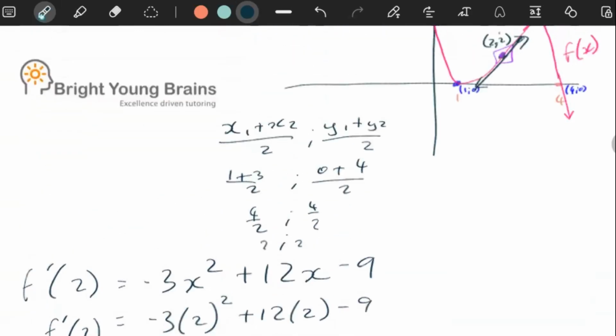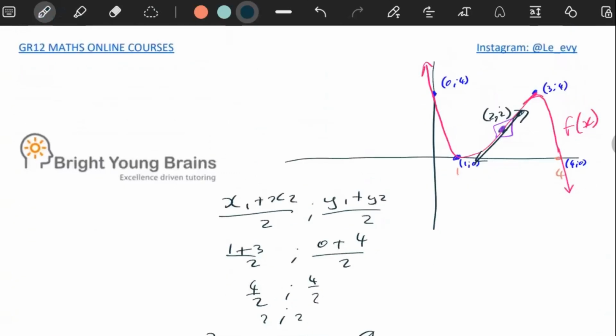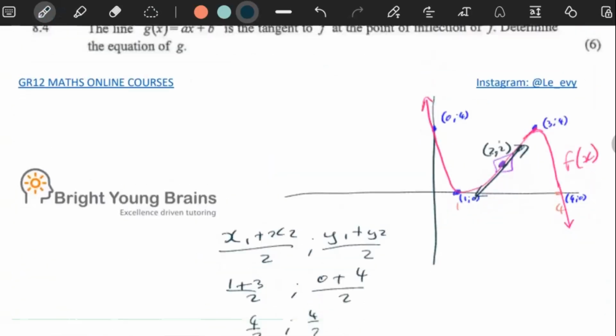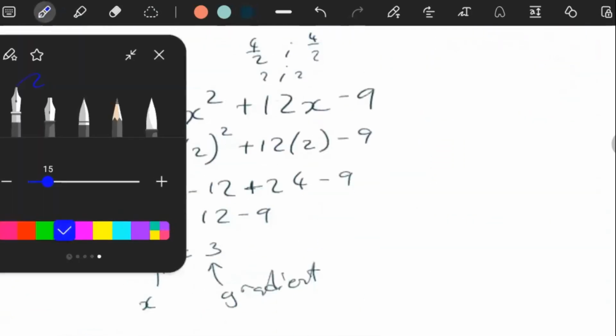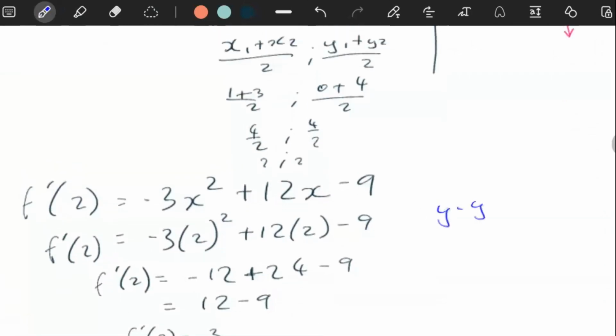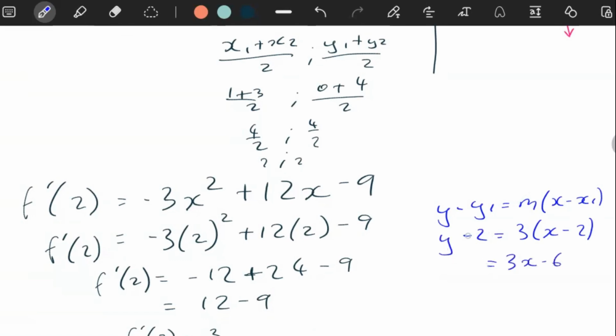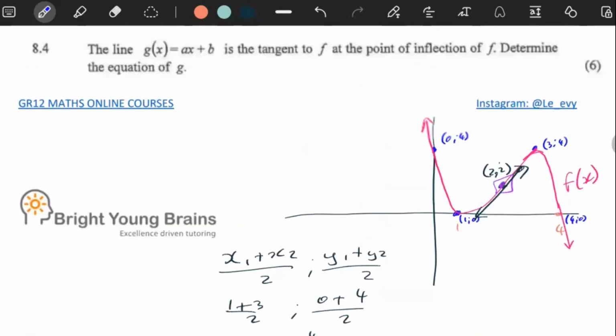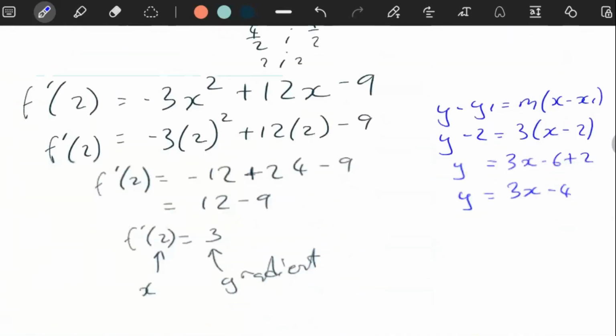So we have the gradient of our graph of g. To get the y-intercept, that's quite straightforward because we can use this formula. y minus y1 is equal to m(x minus x1). Gradient, we know it's a 3. One coordinate that the graph passes through, the x value, we know it's a 2. The y value is also a 2. Simplifying this, we have 3x minus 6 plus 2. And then here, negative 6 plus 2, that's 4. With a positive 4. I mean negative 4. So that makes sense because you see the graph is going down like this. So the y-intercept is going to be a negative 4.